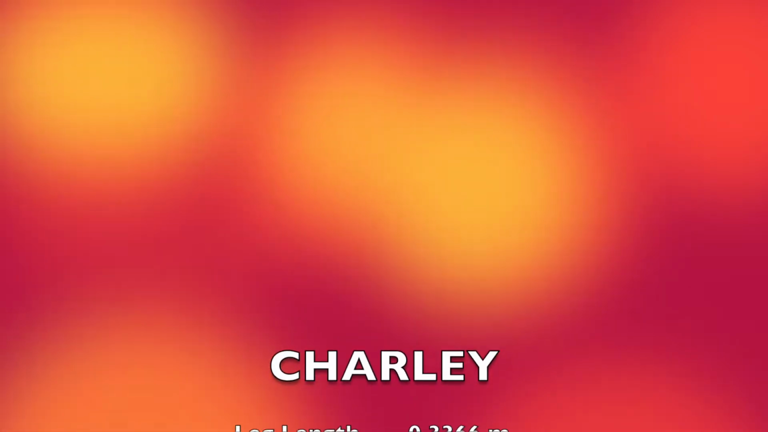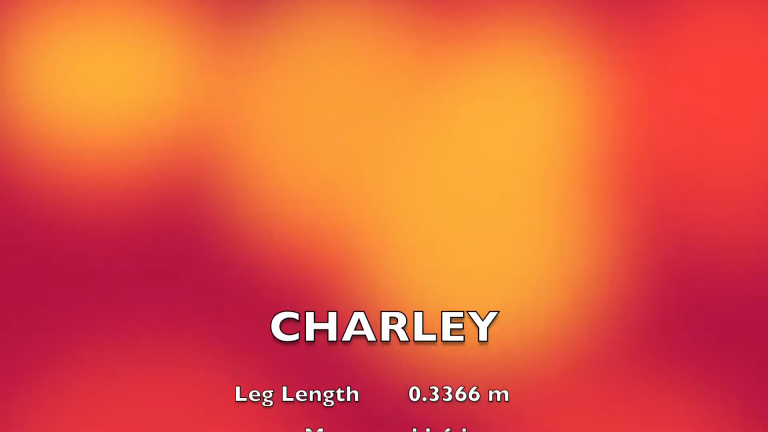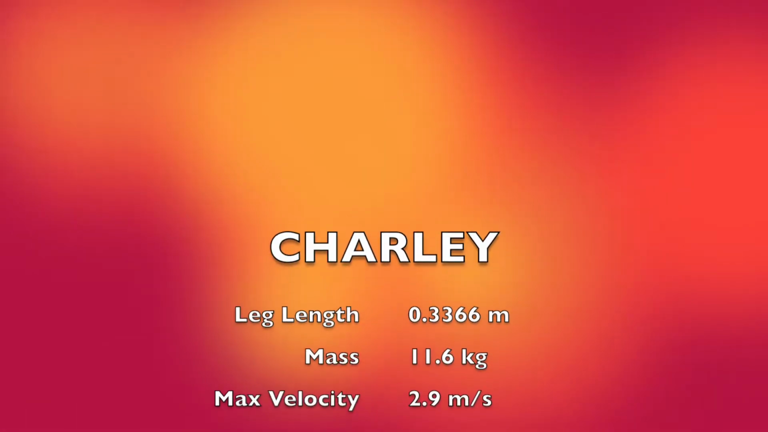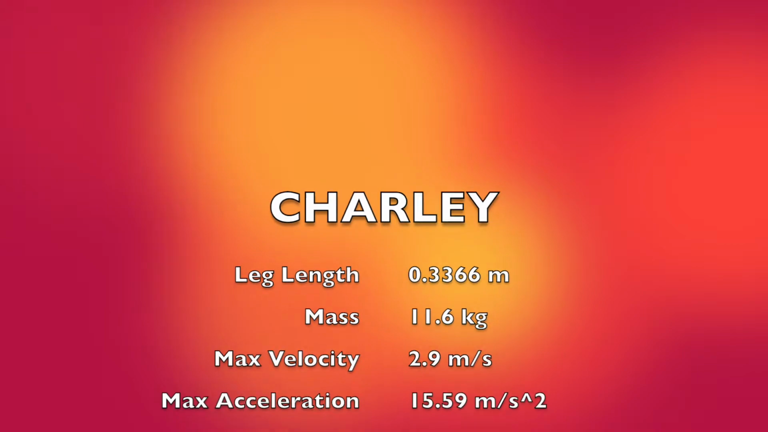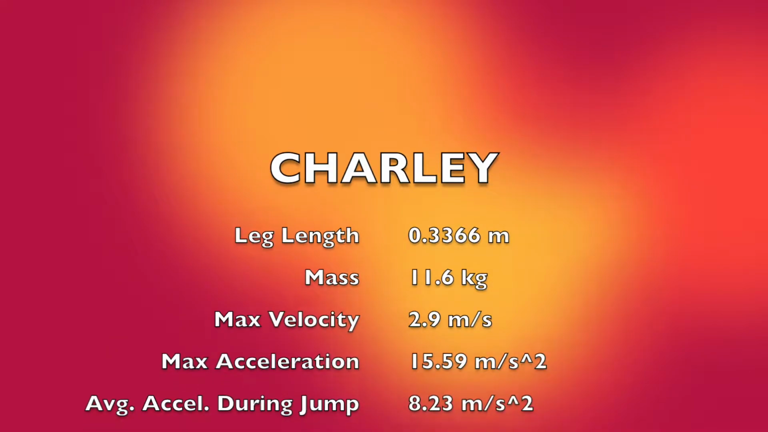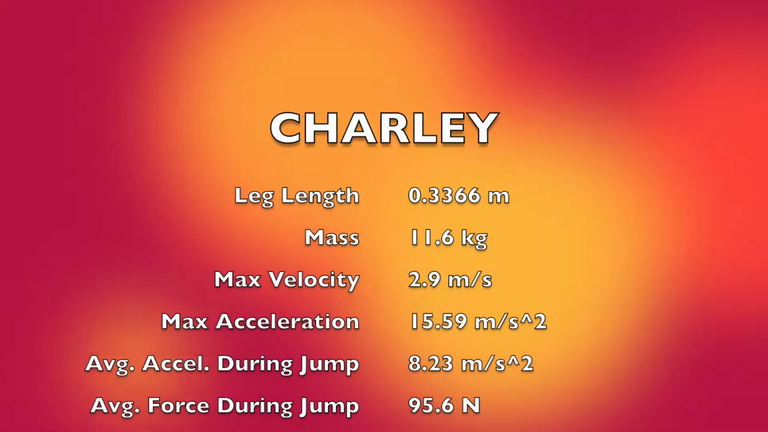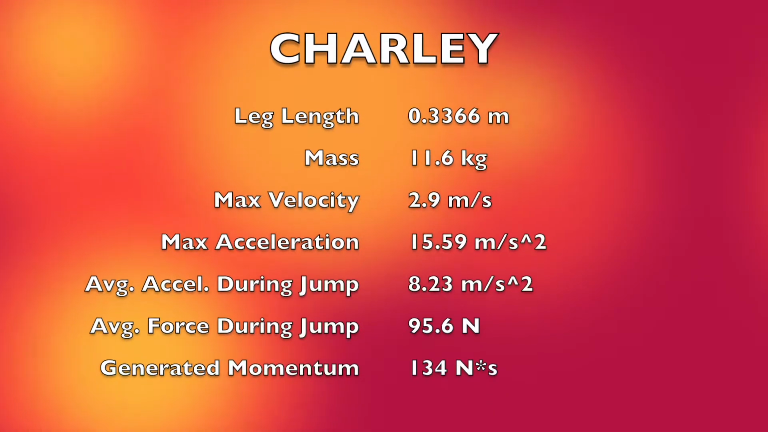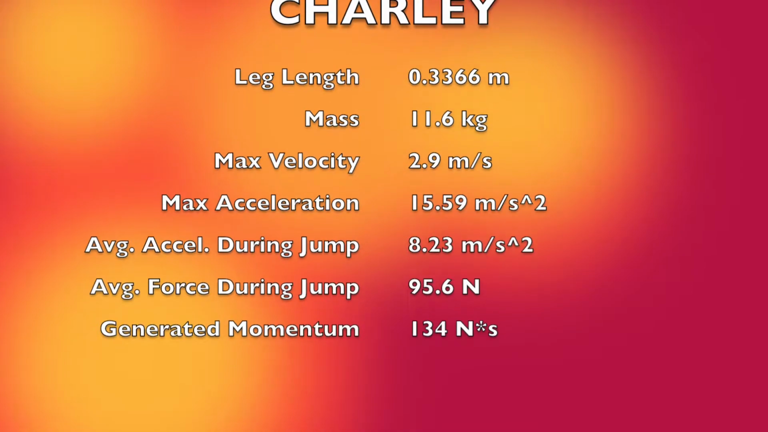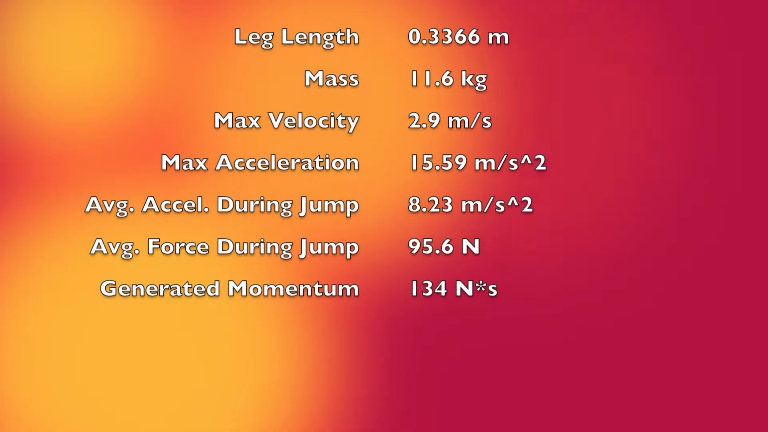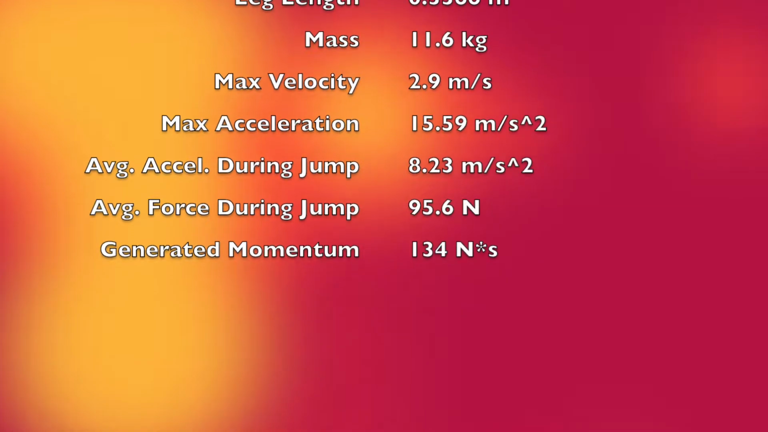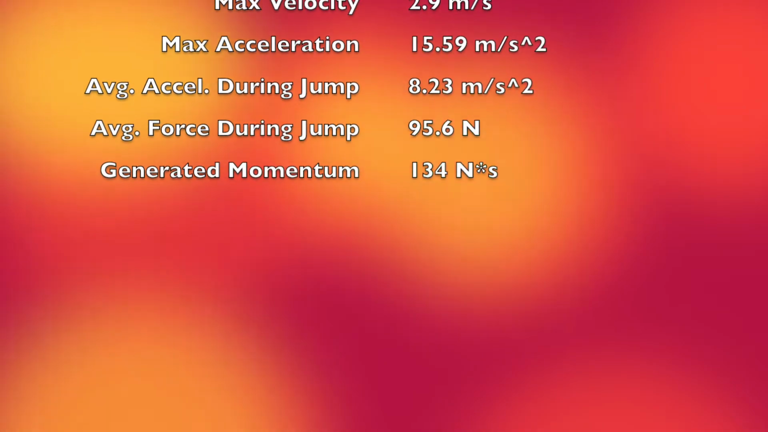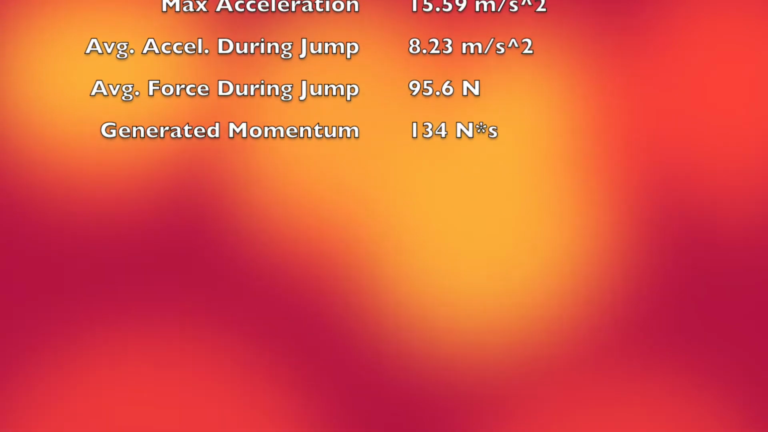Charlie. Leg length, 0.3366 meters. Mass, 11.6 kilograms. Max velocity, 2.9 meters per second. Max acceleration, 15.59 meters per second squared. Average acceleration during jump, 8.23 meters per second squared. Average force during jump, 95.6 newtons. Generated momentum, 134 newton seconds.